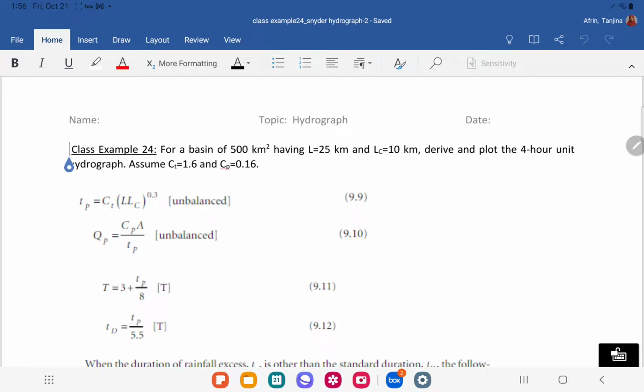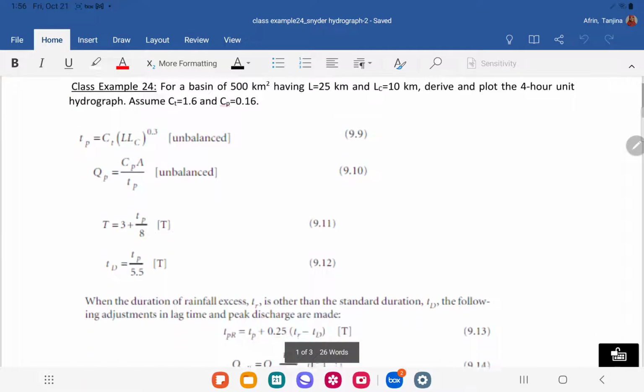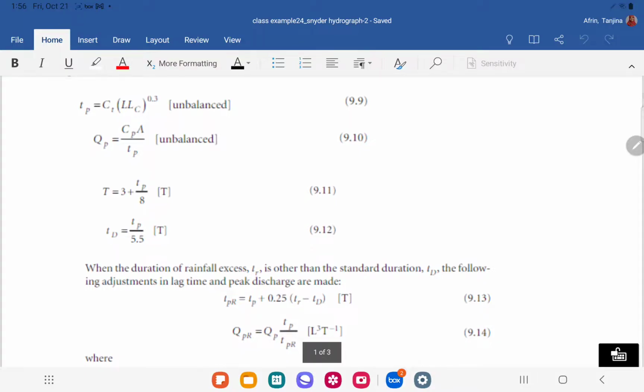Okay, so class example 24 is about the Snyder method, and it says that for a basin of 500 kilometers having L equals 25 and LC equals 10 kilometers, derive and plot the 4-hour unit hydrograph. Assume CT equals 1.6 and CP equals 0.16. So for this one, we will identify what the given values are and what we need to find out.